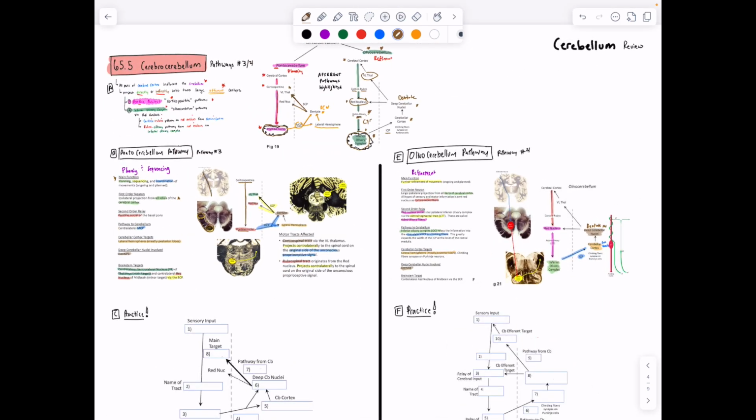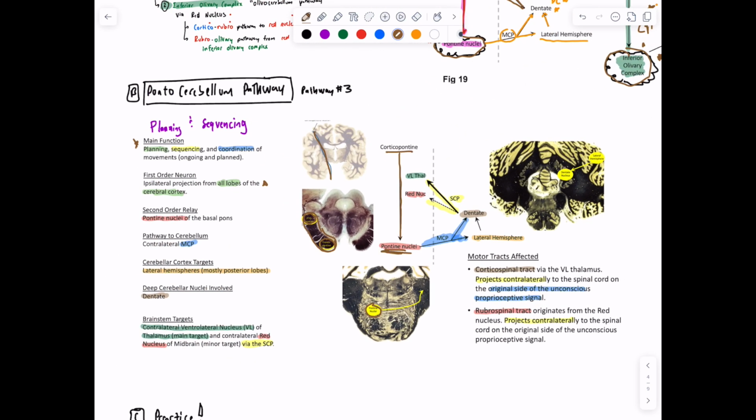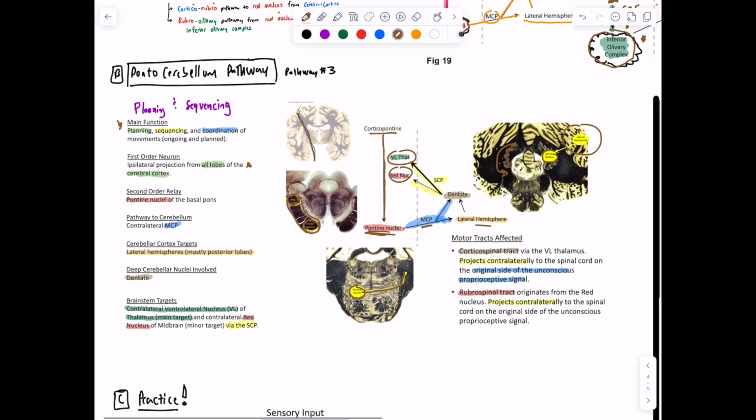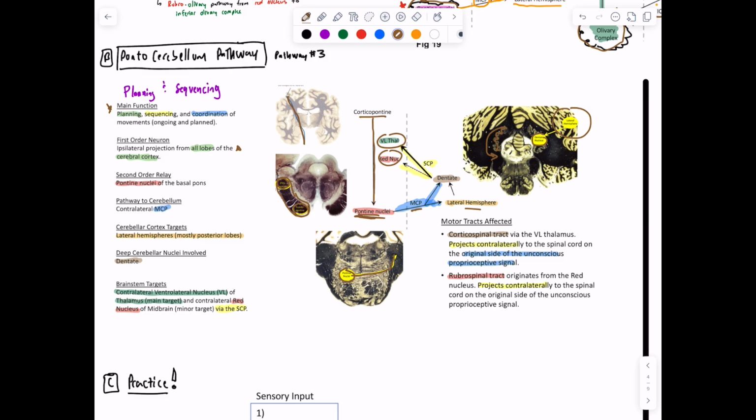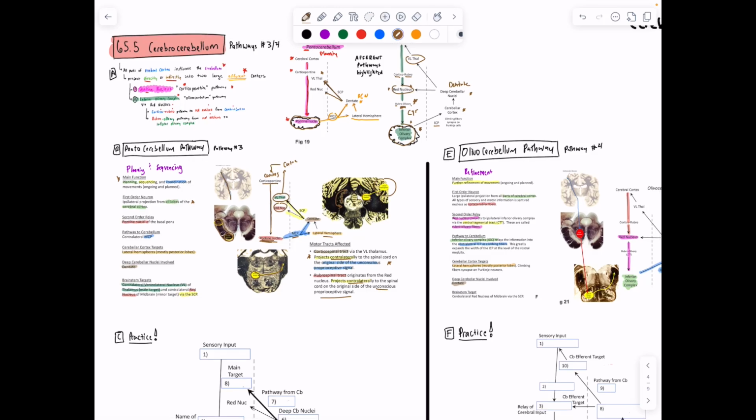And this appears to be pons region. And from there, from the pontine nucleus, you go through the middle cerebellar peduncle to the lateral hemisphere, to the dentate nucleus, which we know is the squiggly guy, and then out via the superior cerebellar peduncle to the thalamus and the red nucleus. Okay, the motor tracts affected, we know the VL thalamus is going to go back up to the cortex, and then that's going to give us our corticospinal pathway. And so corticospinal tract projects contralaterally to the spinal cord, and then rubrospinal tract projects contralaterally. But in this case, we're starting with a signal from the cortex.